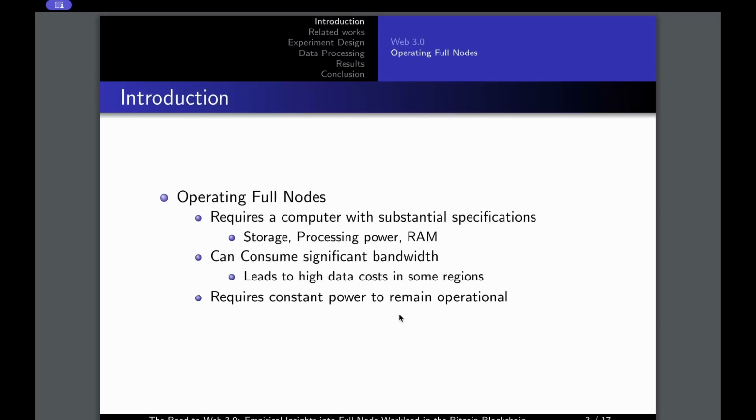There are certain things that go on when operating a full node, because a full node takes care of a lot of tasks which are fundamentally required for the blockchain system itself, and it can require computational power, storage, processing power, RAM, etc. It can consume a significant amount of bandwidth or even require constant power to remain operational.